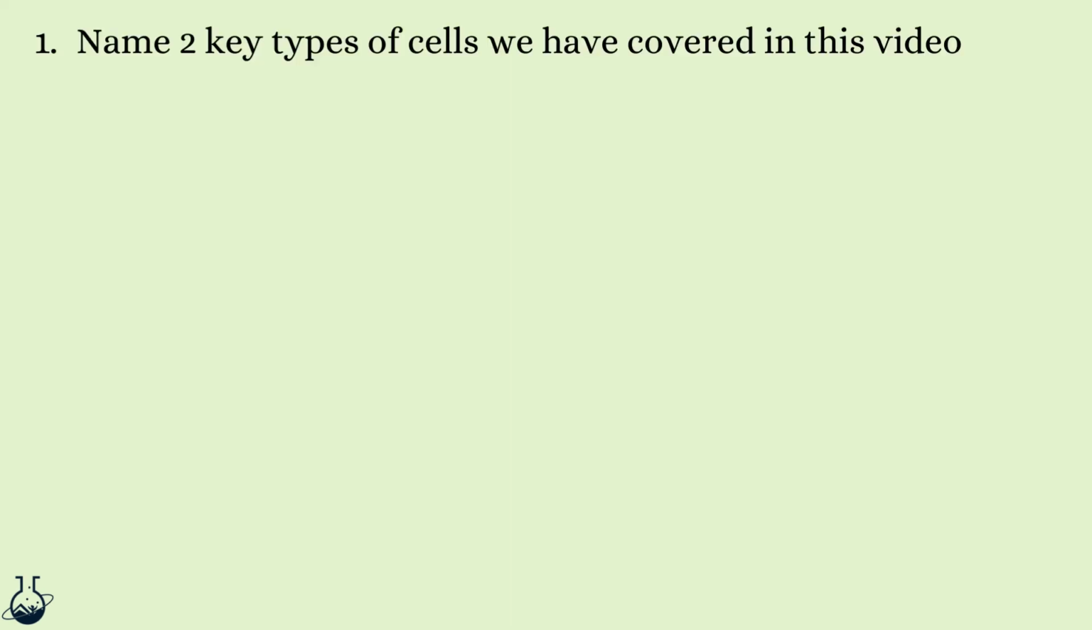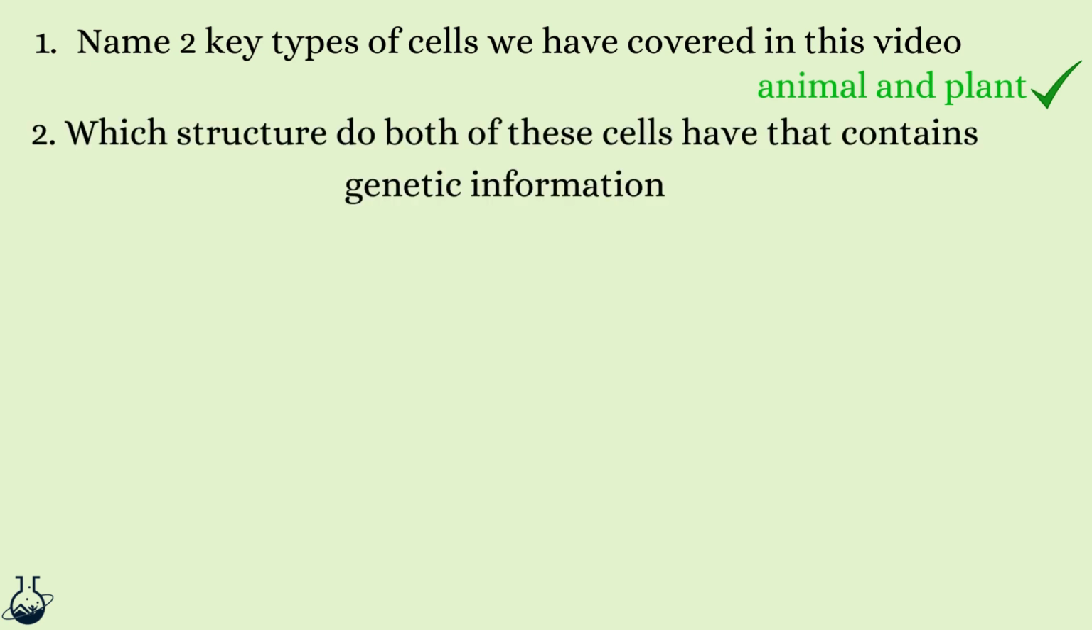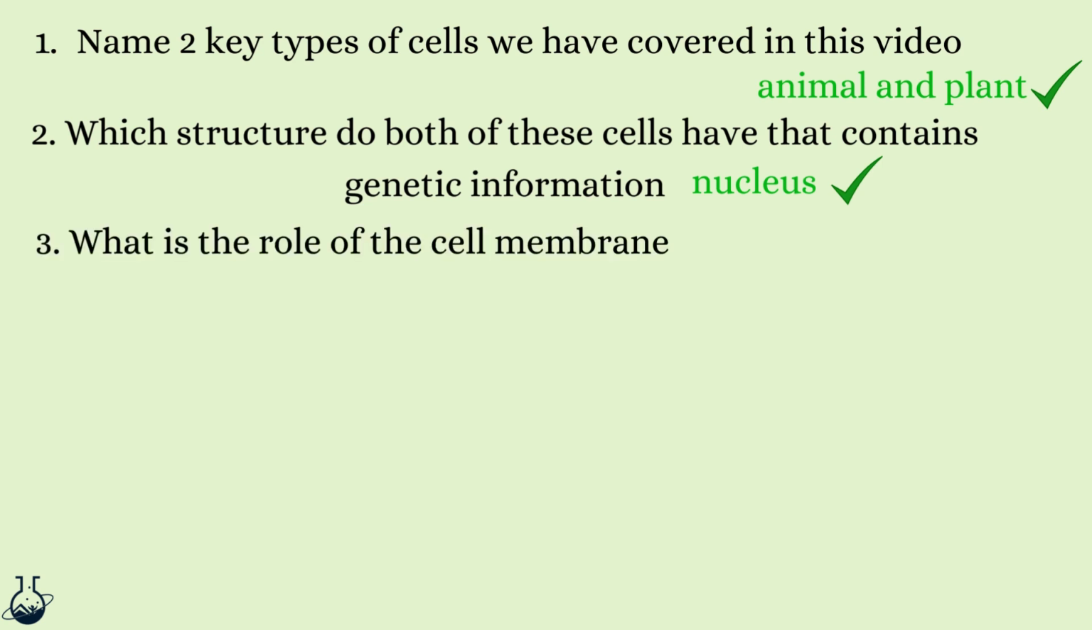Are you ready? Question 1. Name 2 key types of cells we have covered in this video. Animal and plant. Well done. Which structure do both of these cells have that contains genetic information? A nucleus. Question 3. What is the role of the cell membrane? To control the entry and exit of substances in and out of the cell.